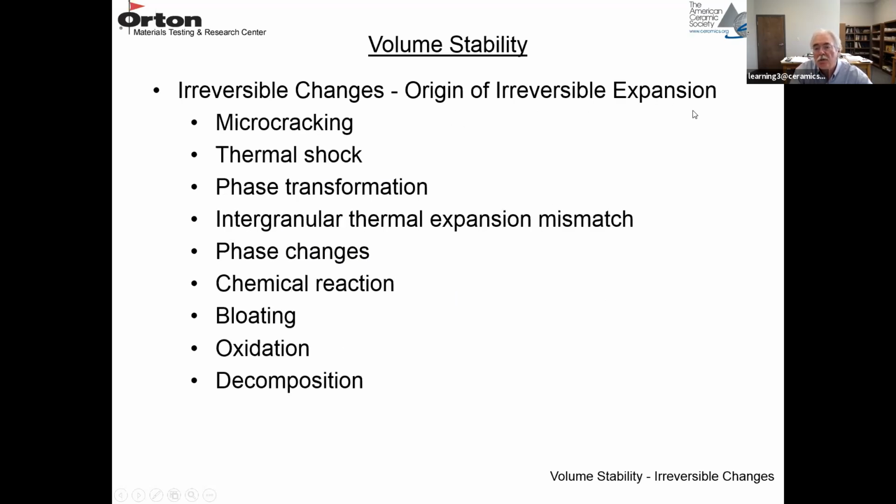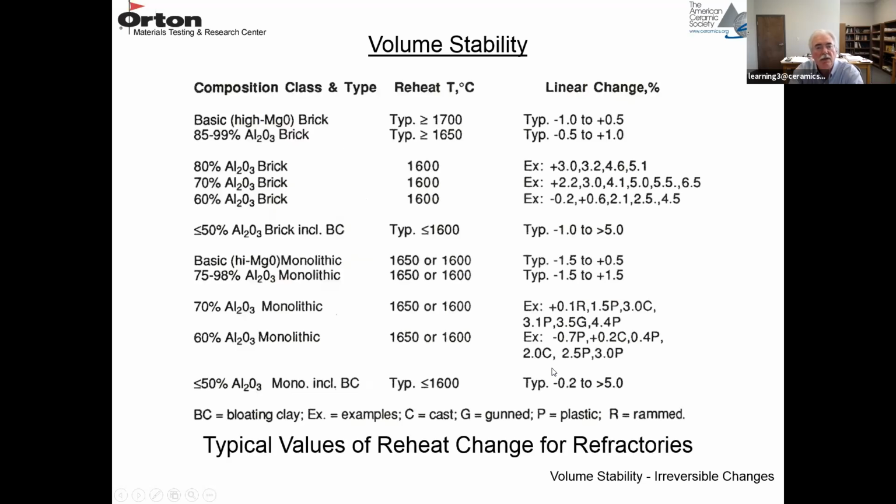You can also have irreversible expansions. Microcracking opens up the material. Thermal shock creates microcracks, which can open up the material. A phase transformation can make the material appear larger. Thermal expansion mismatches create microcracks. A phase change, a chemical reaction, bloating from a decomposition of a material that gives off a gas phase. You can oxidize a material like silicon carbide or silicon nitride, or you can have a decomposition reaction. So there are a lot of processes that give rise to shrinkage and expansion that's permanent.